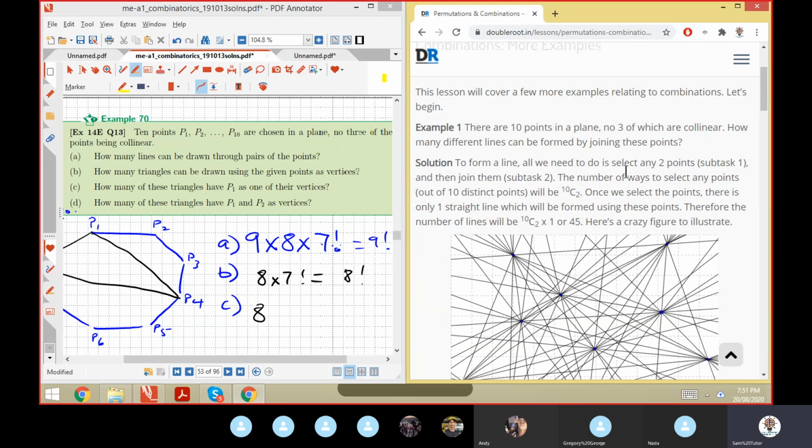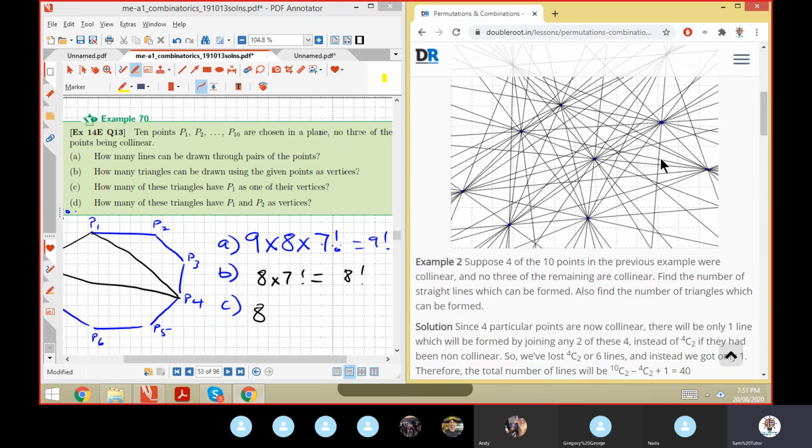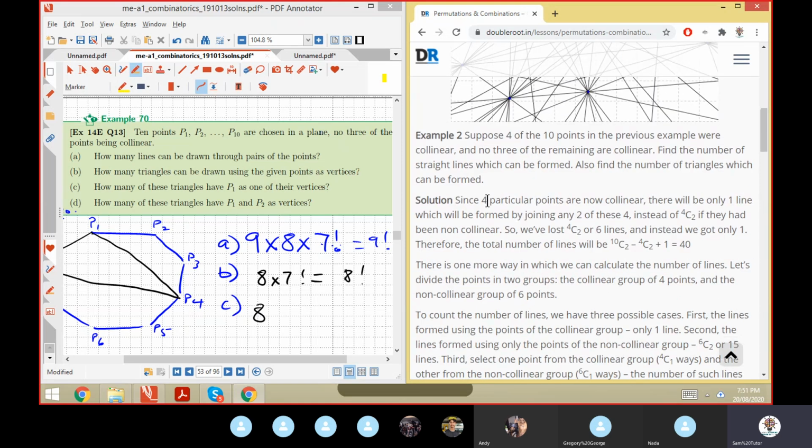To form a line, we need to select any 2 points and then join them. Once we select the points, there is only one straight line which will be formed using them: 10 choose 2. Since 4 particular points are collinear, there will only be one line.